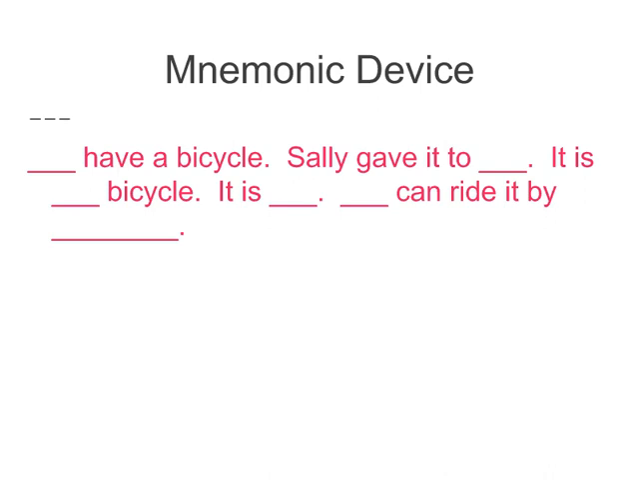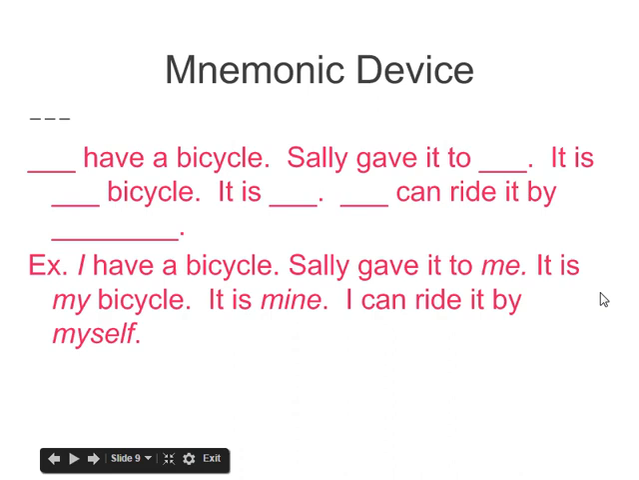It's very, very simple, right? For each of the rows going across horizontally, you can use each of the 5 forms in order, as in this paragraph. Okay, so this is for the first person singular pronouns. I have a bicycle. Sally gave it to me. It is my bicycle. It is mine. I can ride it by myself.